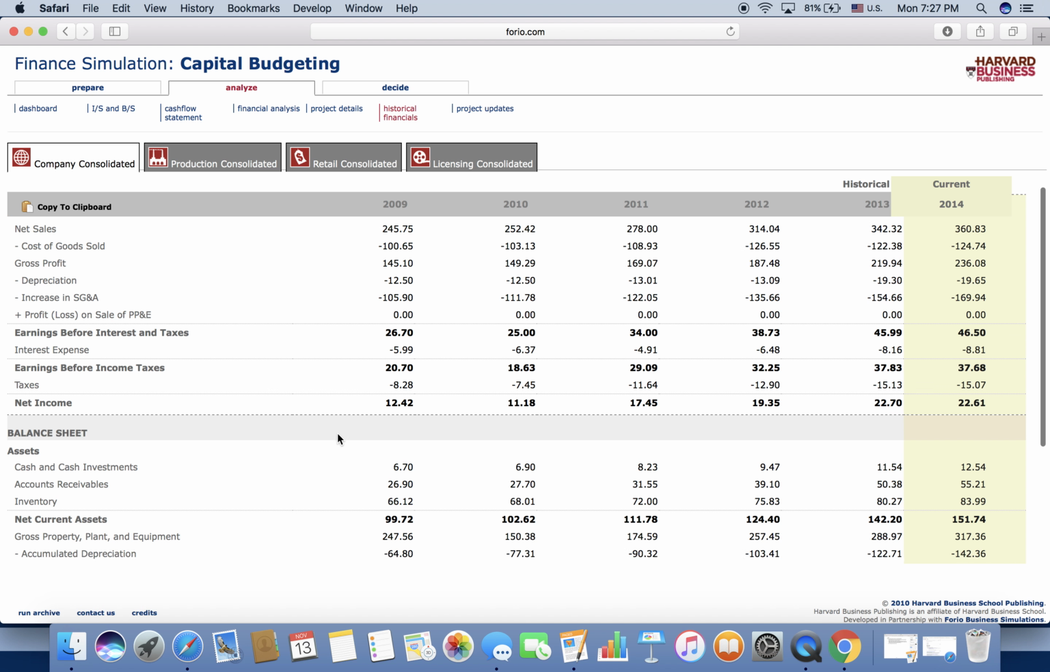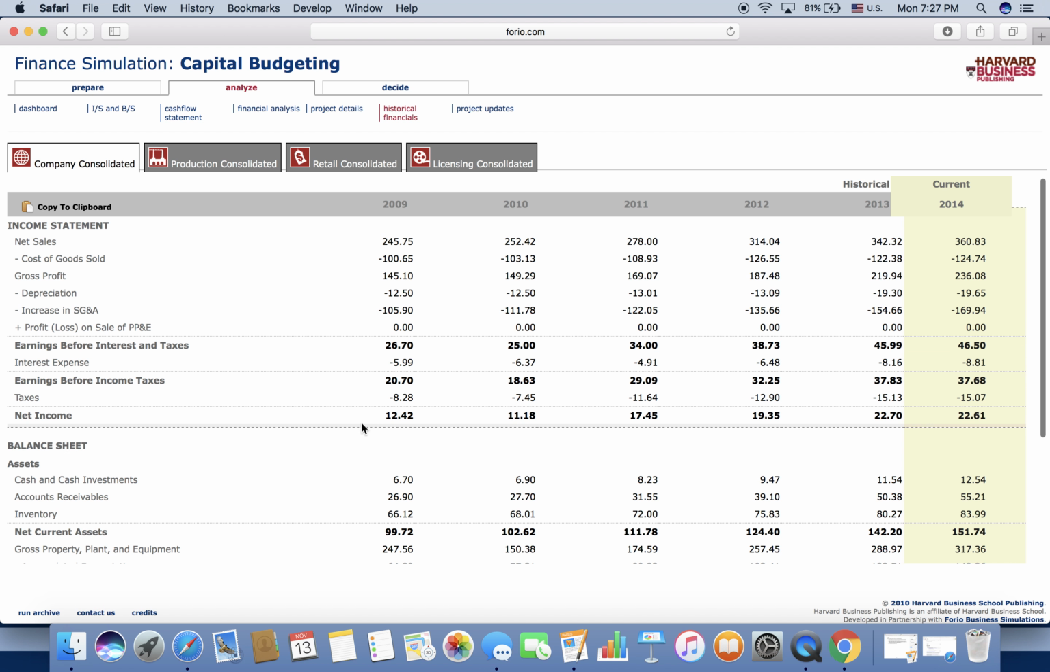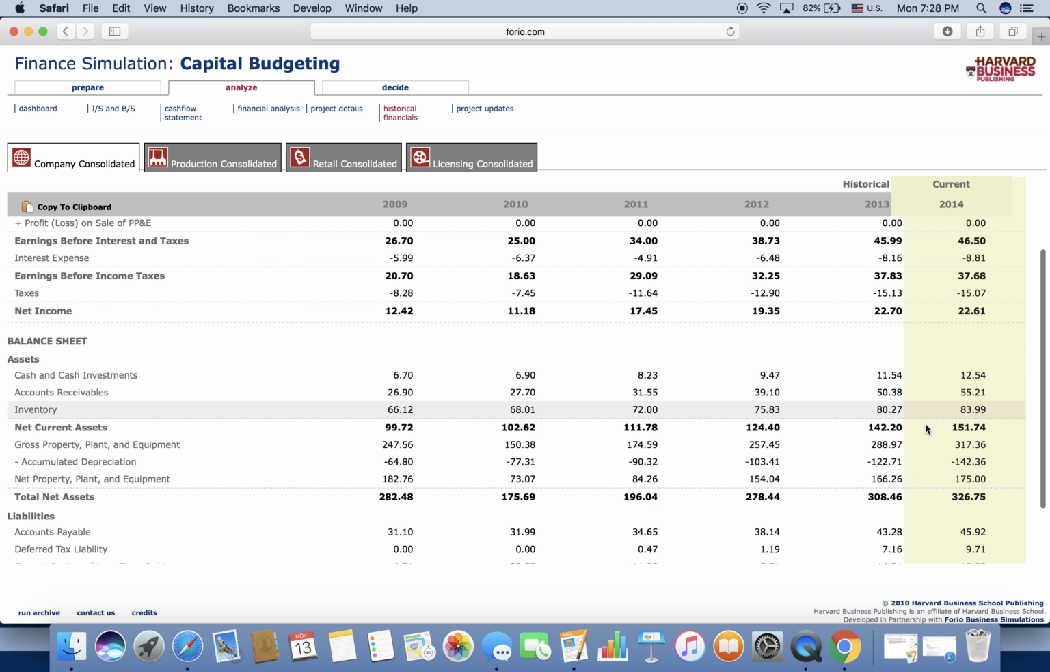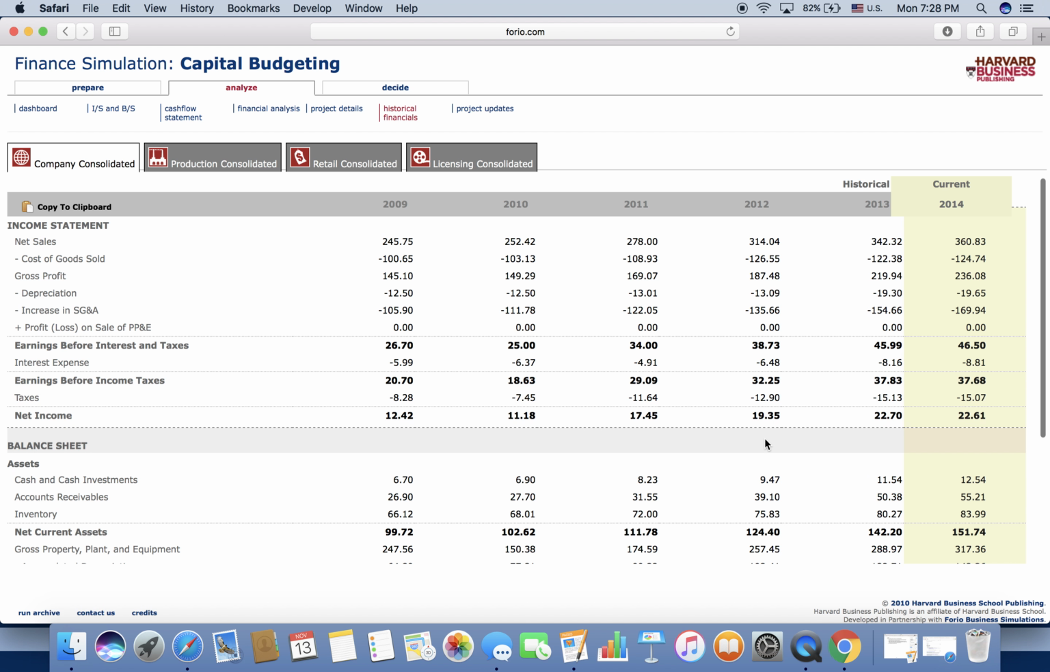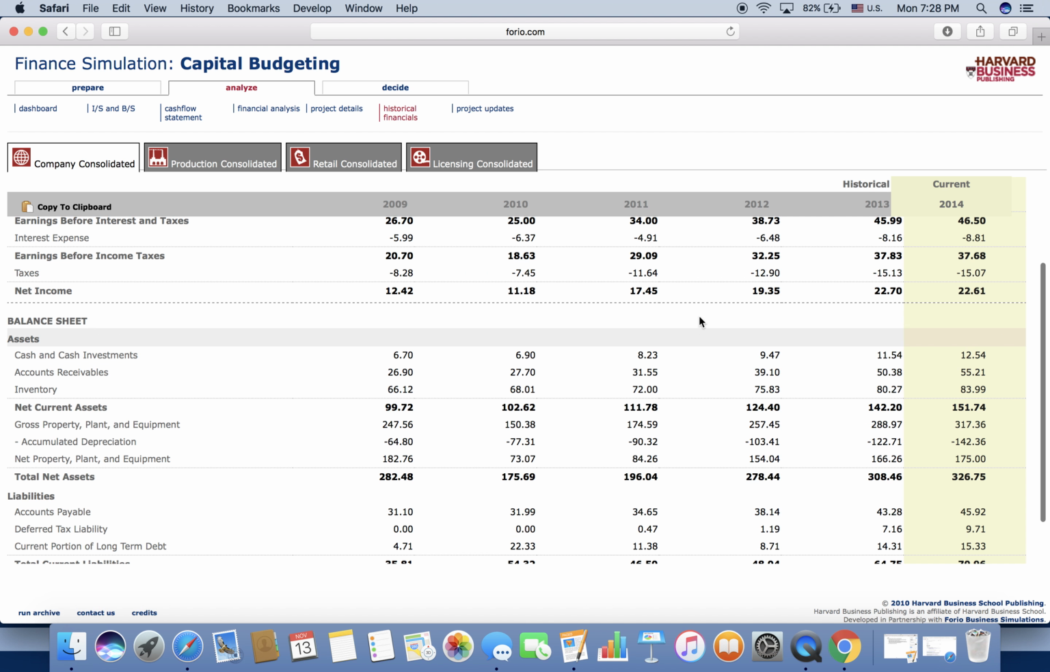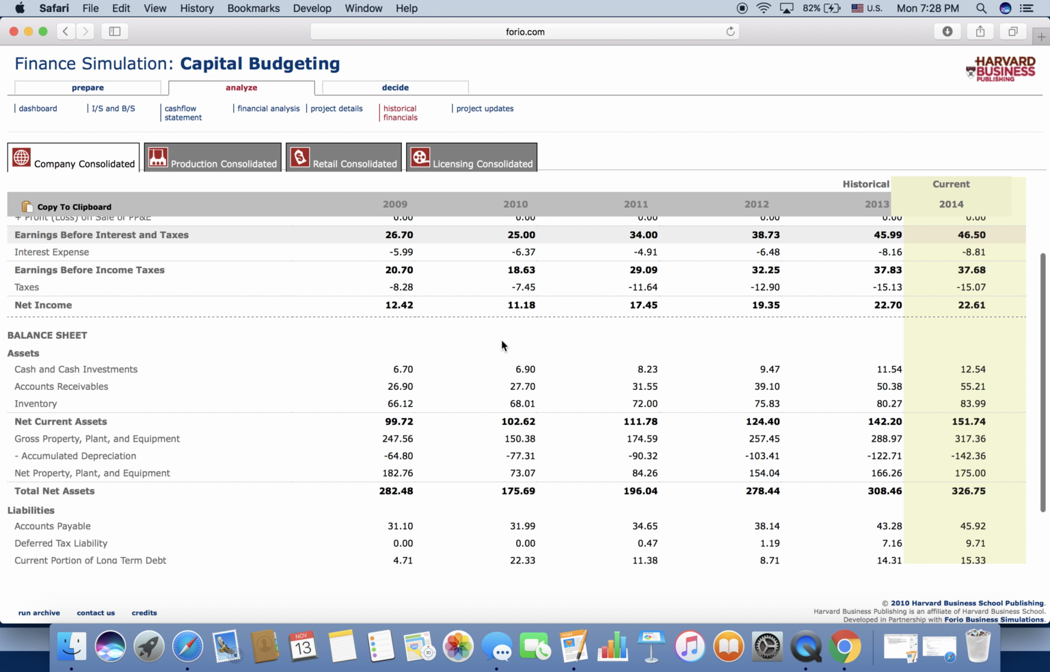And so if we go to the historic financials, we can check out the income statement. Let's look at the net income. In 2009, I started out with 12.42, and then 2010 was 11.18. I did fall short there, and then starting 2011 till 2014, I did go up. So 2011 was 17.45, 2012 was 19.35, 2013 was 22.70, and 2014 I did fall short again. So that's what I have to look at for my next investment, what projects I should invest in, because like I said, I did fall short in a couple of years.